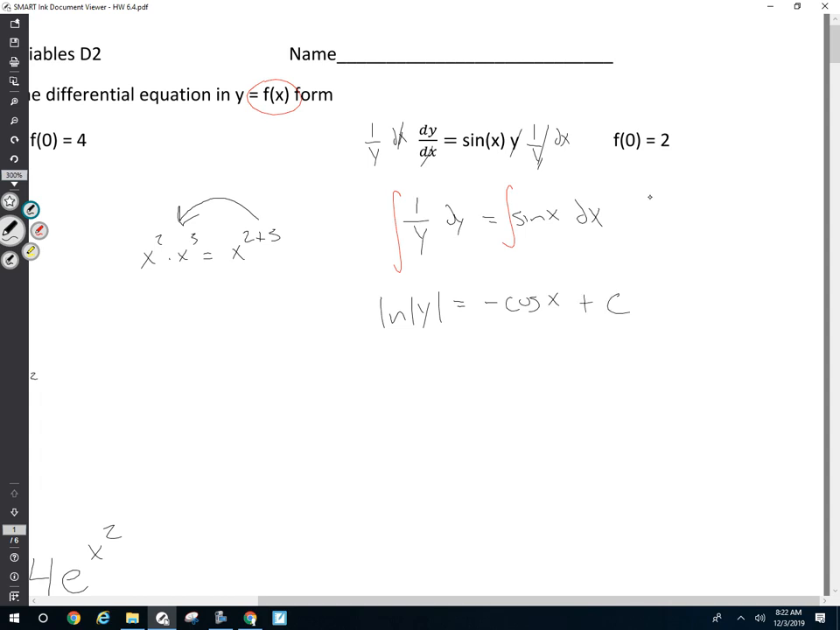I have f of 0 equals 2, but let's go ahead and get rid of the log by taking e to the power of both sides, making sure I take the entire right side as a power of e. Know that you can rewrite e to the negative cos x plus c as e to the c times e to the negative cos x, which gives you c e to the negative cos x. Although f of 0 is equal to 2, we can ignore the plus or minus.